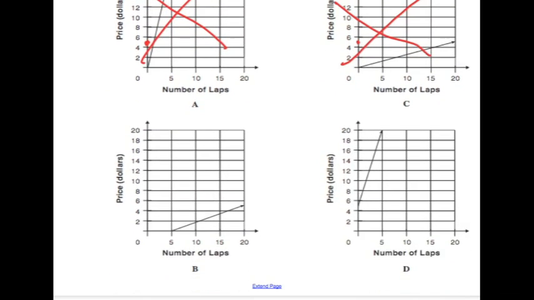Let me see. So here we have 0 and 5. Good. And here we have 0 and 5. Okay, so it's not this one either. It's not B. It looks like our answer is D, but let's make sure.